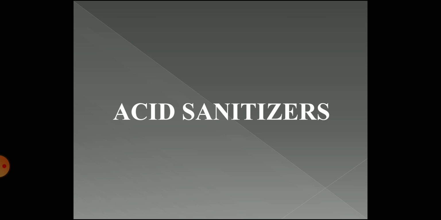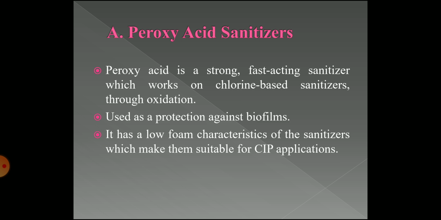Third sanitizer, that is acid sanitizers. First one is peroxide acid sanitizer. Peroxide acid is a strong, fast-acting sanitizer which works like chlorine-based sanitizer through oxidation. Used as a protection against biofilm. This peroxide acid sanitizer has a low foam characteristic which makes them suitable for CIP application. We all are familiar with the CIP, that is cleaning in place application, which is done by using peroxide acid sanitizer.